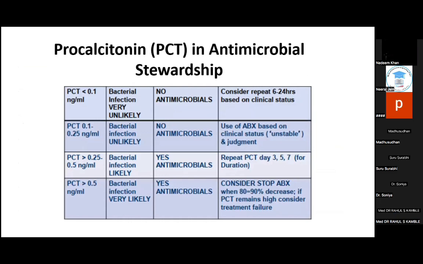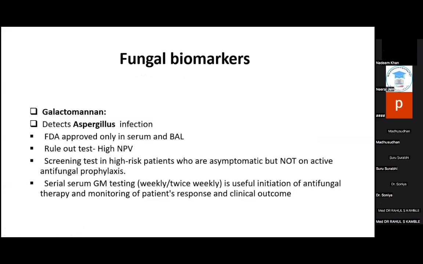If you see the role of PCT in antimicrobial stewardship, a value of less than 0.1 means a bacterial infection is very unlikely. No antimicrobials are needed. A repeat can be done after 24 hours. If the PCT is more than 0.5, a bacterial infection is very likely, so antimicrobials would be required, and consider stopping the treatment accordingly. So that value can help us to escalate or de-escalate the treatment.